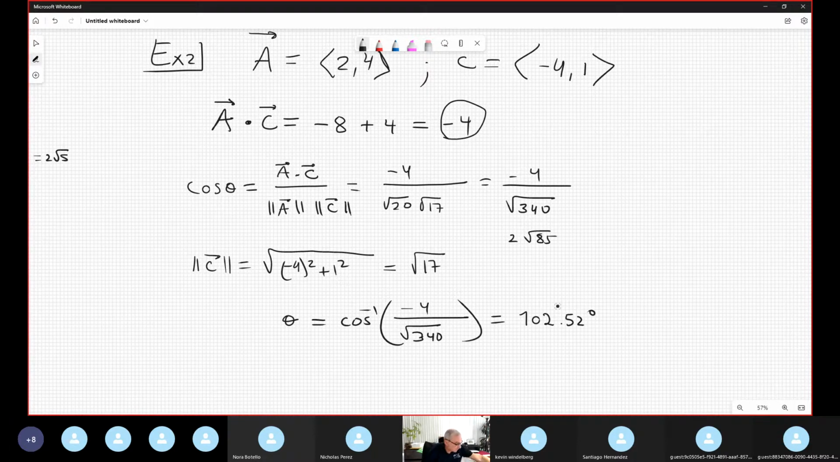Come on, let me try it in my own calculator. You put cosine inverse of -4 divided by the square root of 340. Close the parenthesis. Entonces in my calculator I need to say I want the answer in degrees. I try to find the function to convert to degrees. Press enter. 102.52 degrees, 53, 52, doesn't matter.